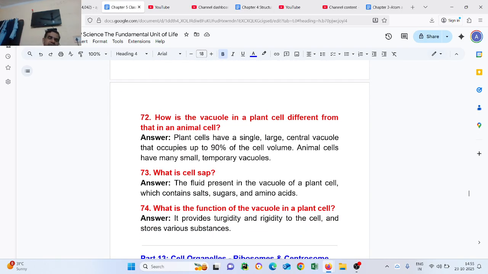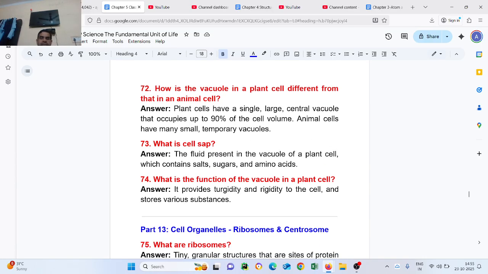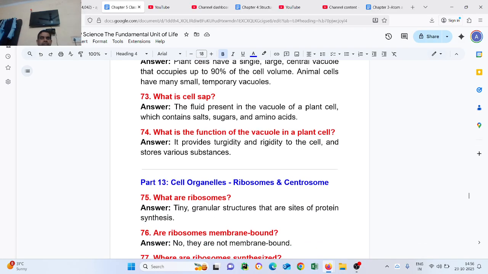Question number 73. What is cell sap? The fluid present in the vacuole of a plant cell, which contains salts, sugars, and amino acids. Question number 74. What is the function of the vacuole in a plant cell? Answer: it provides turgidity and rigidity to the cell and stores various substances.